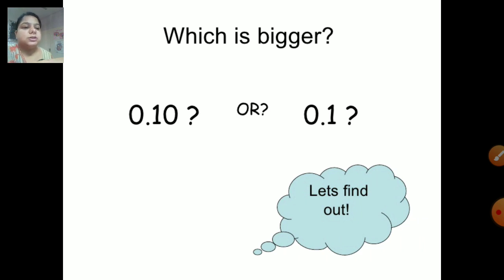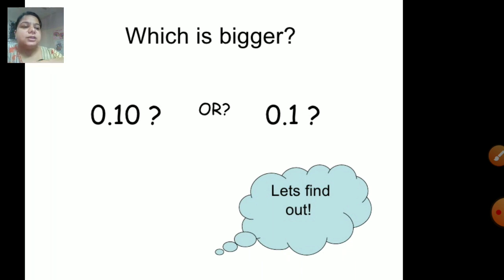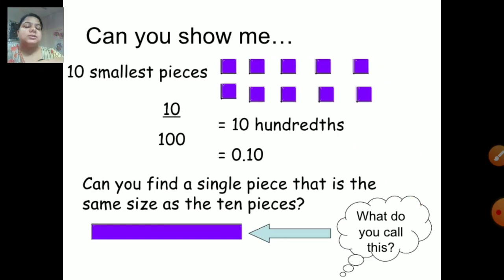Which one is bigger? What do you think? 0.10, I mean 10 hundredths, or 1/10? Let's find out. So here these are 10 small pieces, 10 small blue squares. These represent 10 hundredths, right? So this is 0.10. And this single strip is of the same size as 10 pieces. If you join these 10 pieces, what will it become? It will become 1/10 of the whole square. We have seen it earlier also, right?